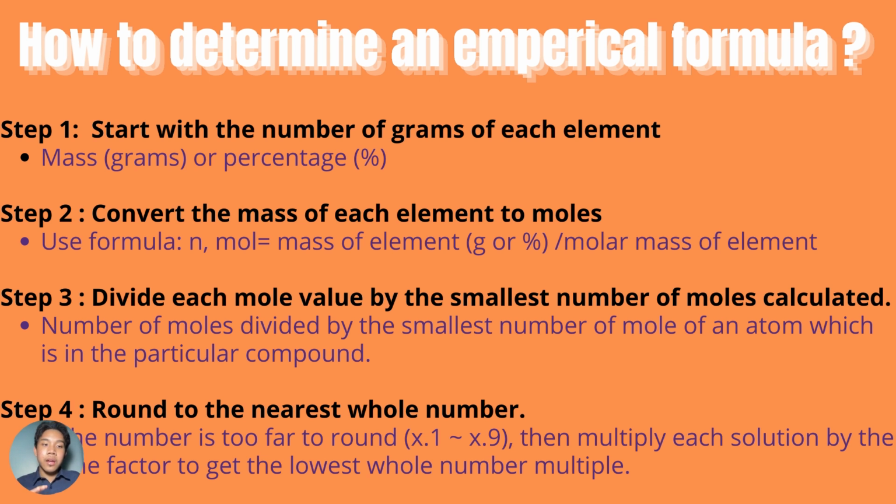Now here, if you read step 3 slowly, you would have to read it a few times to get it, right? So basically what it means is the number of moles divided by the smallest number of moles of an atom in the particular compound. Right, in the compound you have different atoms. For instance, I gave you an example just now, glucose, C6H12O6. So there are different atoms in a compound.